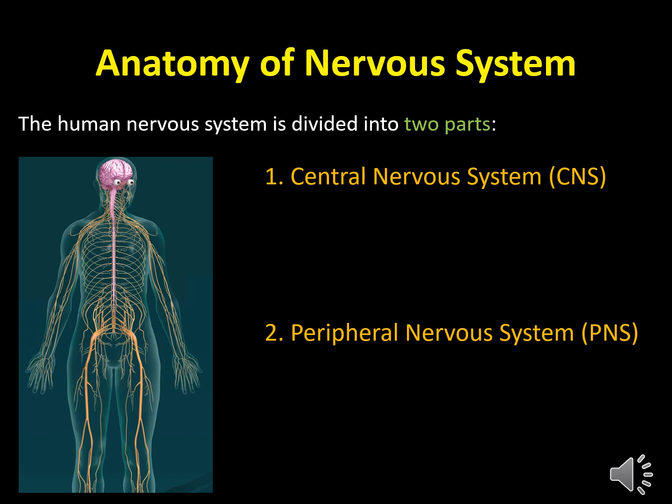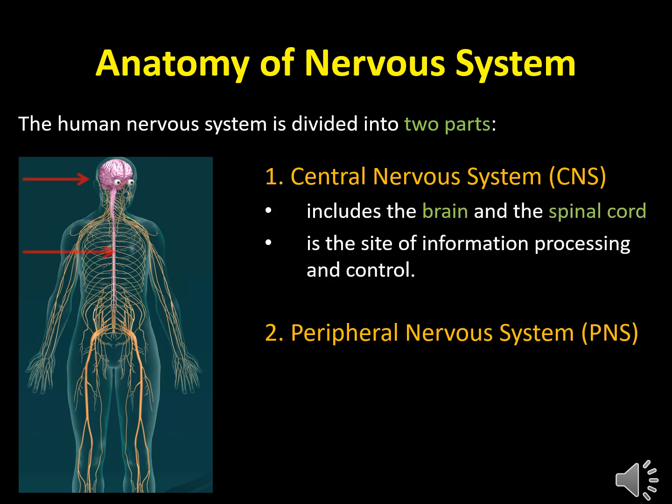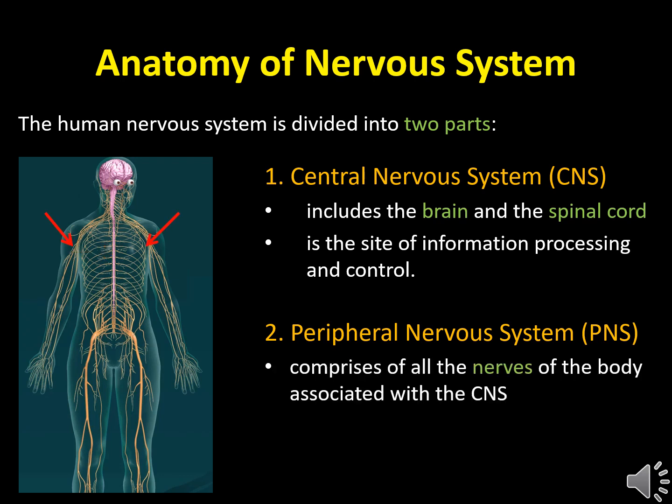Before moving to the details of the EEG machine, let's look into the anatomy of the nervous system. As you all know, the nervous system controls and coordinates all essential functions of the human body. The human nervous system can be divided into two: the central nervous system and the peripheral nervous system. The central nervous system includes the brain and spinal cord. It is the site of information processing and control. The peripheral nervous system comprises all nerves of the body associated with the central nervous system.